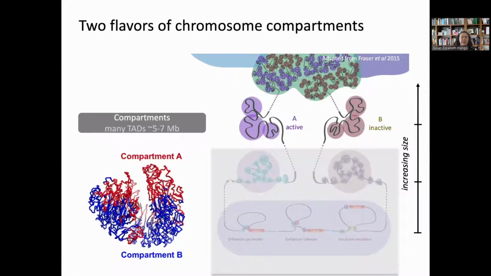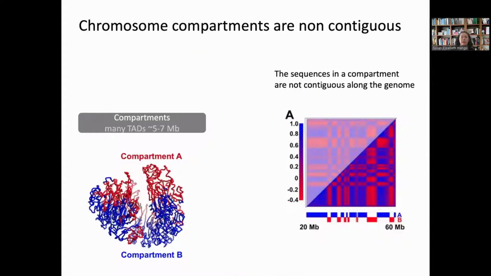So what are these compartments made up of? Well, the first thing that people noticed when studying compartments is illustrated here on this diagram. So here we have a chromosome, and the blue and the red are like the blue and the red here. And you can see that it is not contiguous. Different parts along the chromosome can be red or blue, but these non-contiguous sequences cluster in space. So all the reds are here together and the blues are here together on average.